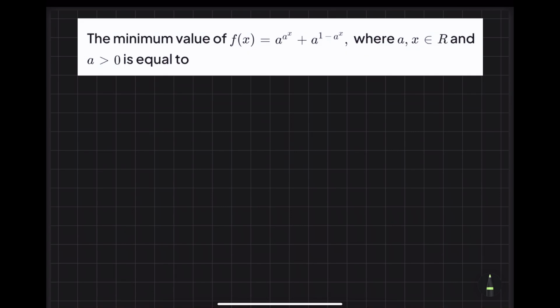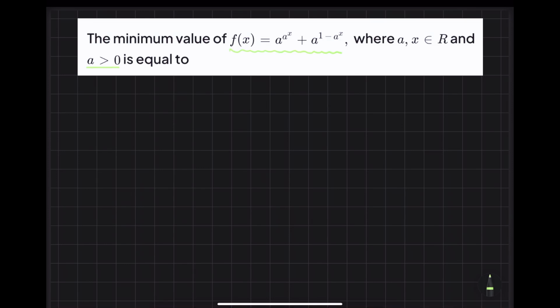So, we have a new problem which says: find the minimum value of this function, where x belongs to the real numbers and a is greater than 0. A is a positive number.